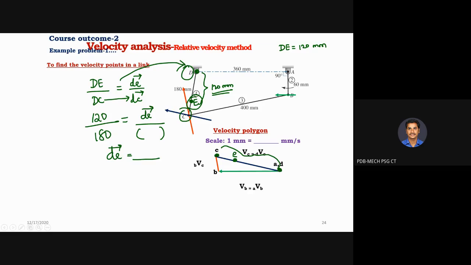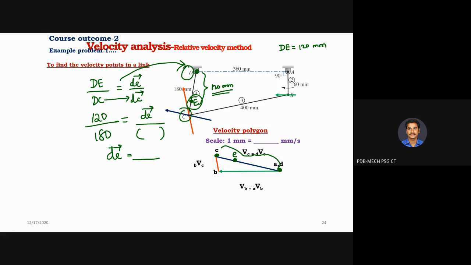Is it clear? So if they ask you to find any points other than joints, you need to use this particular concept. Use the ratio and proportions to find the velocities of all other points other than joints. If they ask for joints, proceed the way I taught earlier. If they ask for points other than joints, we need to proceed like this. Is it clear? Okay, sir.